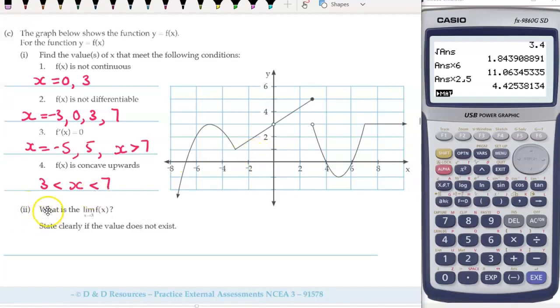Now for part 2, we're looking at the limit as we approach 3. Now for limits, we need things to come to the same number from both the left and the right, and for it not to be infinite. So what we're looking at 3 is as we come to it from the left-hand side, we're heading towards a value of 5. But as we come towards that point of 3 from the right-hand side, we're heading towards a value of 3. So they're not getting towards the same point from both left and right, so it does not exist.